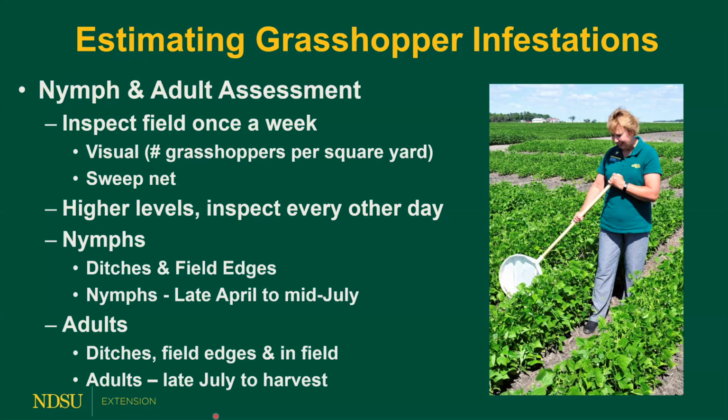And then nymphs are typically in ditches and field edges because that's where the eggs are typically laid, and they don't move very far from the eggs once they hatch. So again, look for them early, but as I mentioned earlier, the adults can be anywhere. Because of the wings, they can fly long distances, so look in the ditches, field edge, and in the field interior.